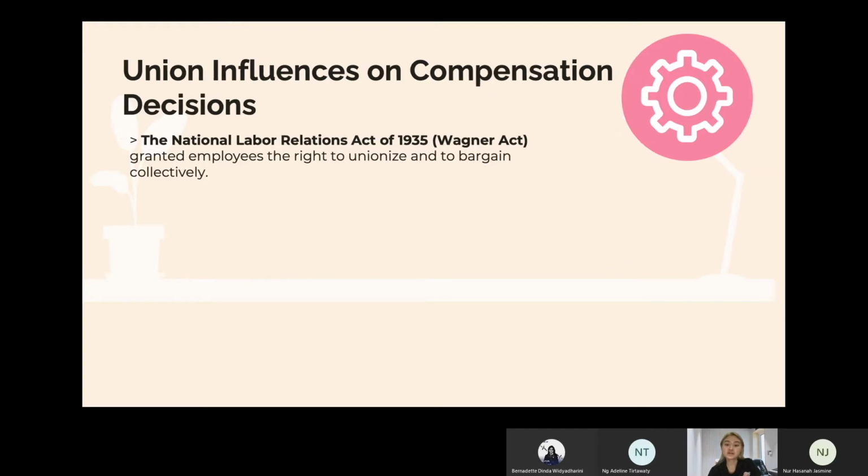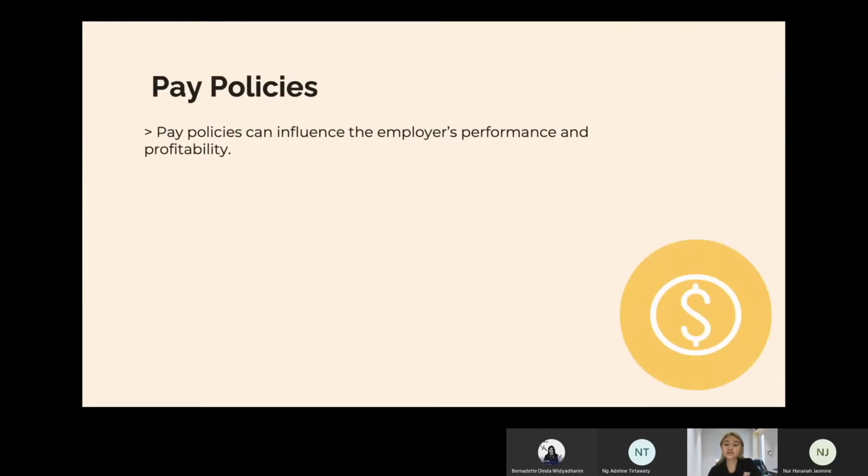Next is pay policies. The employer's compensation strategy will manifest itself in pay policies. For example, a top hospital like Johns Hopkins might have a policy of paying nurses 20% above the prevailing market wage. Pay policies can influence the employer's performance and profitability.